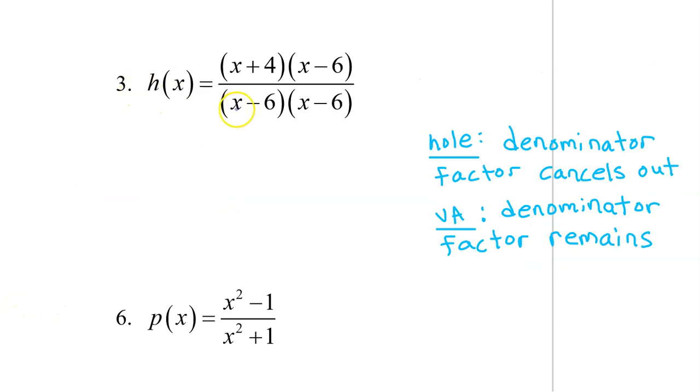In number 3, we see two factors of x minus 6 in the denominator. Even though one of the factors cancels out with the x minus 6 in the numerator, this will not give us a hole. Because one factor of x minus 6 remains in the denominator, this will give us a vertical asymptote. We have a vertical asymptote at x equals 6.